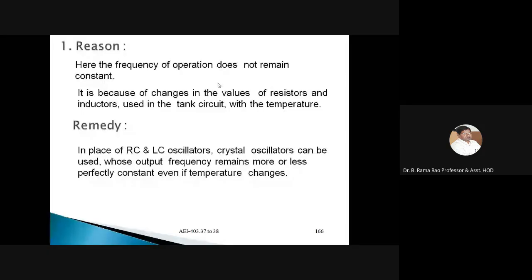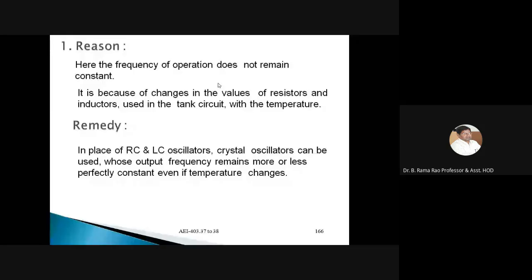Now, what is the remedy for temperature variation? In place of an RC or LC circuit, a crystal oscillator can be used, whose output frequency remains more or less perfectly constant even when the temperature changes. That's why we go for the crystal oscillator circuit. This is reason one.